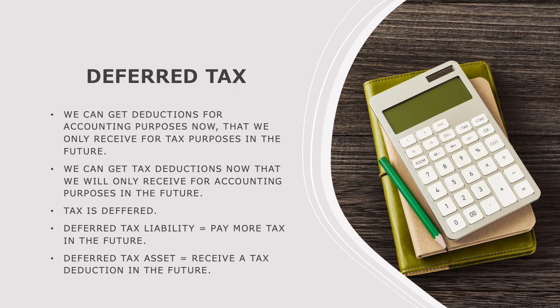We may get tax deductions now that we will only receive for accounting purposes in the future. And because there is a time delay between the accounting and the tax, it is deferred. If we have a deferred tax liability, that means that we will end up paying more tax in the future. If we have a deferred tax asset, that means that in the future we will receive a tax deduction.